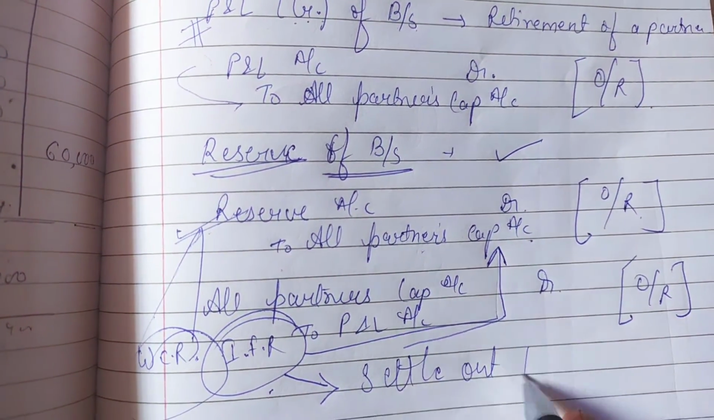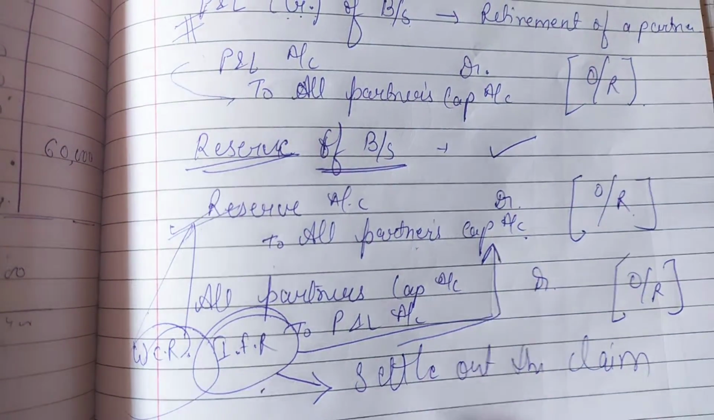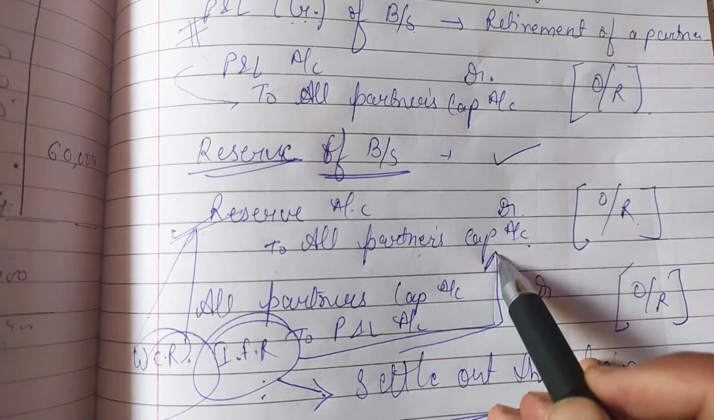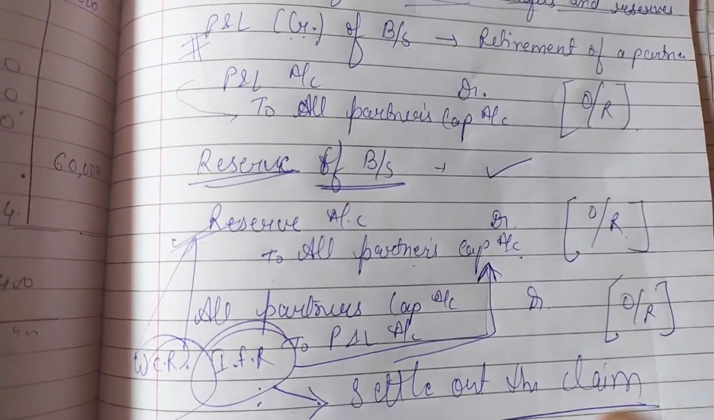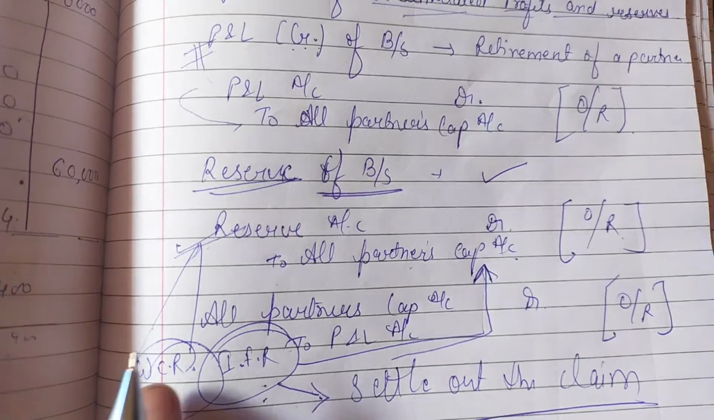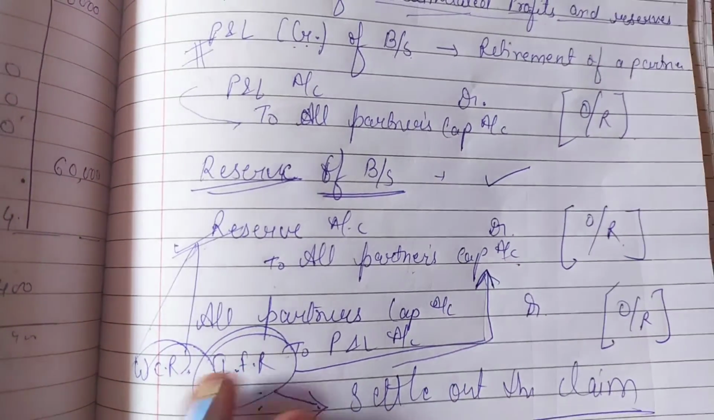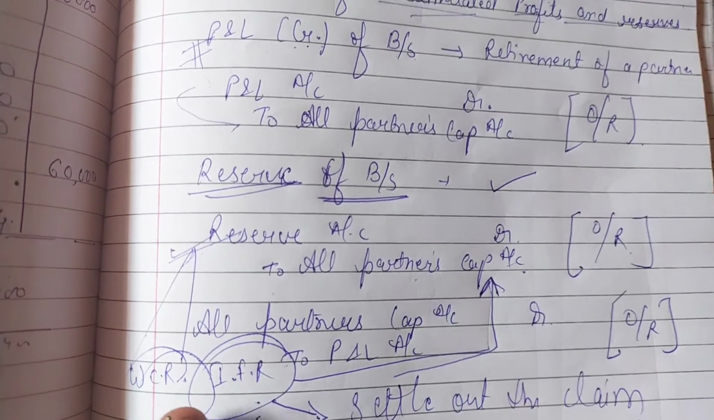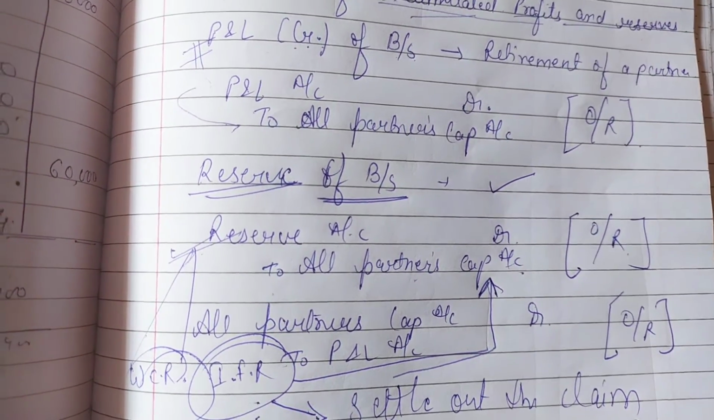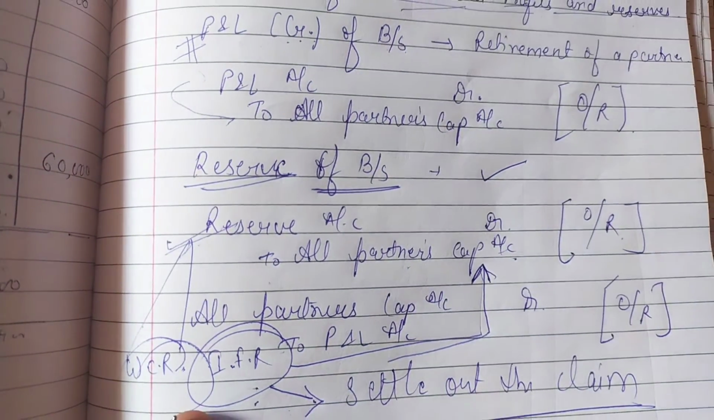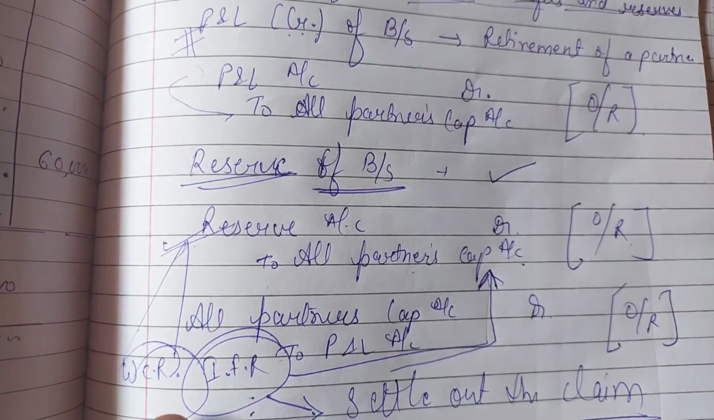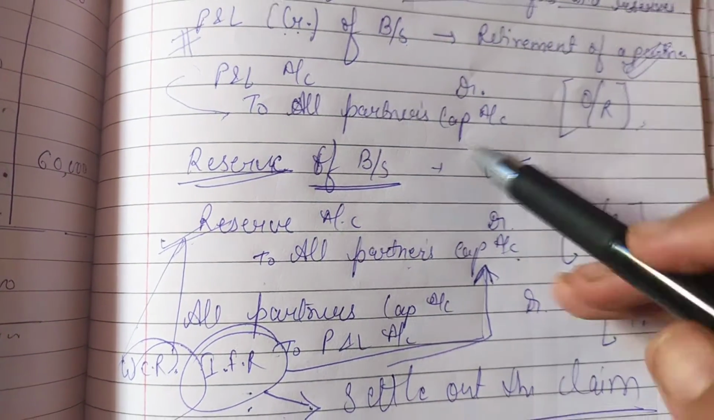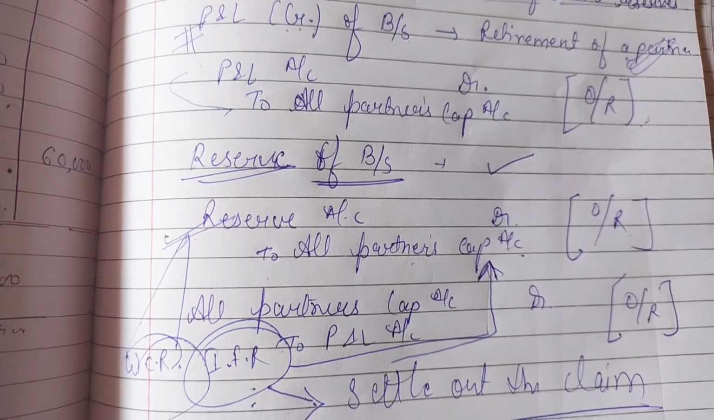First we will settle out the claim from this reserve, and after that we will transfer to the partners' capital account if any amount is remaining in the IFR or WCR. The adjustments of both these reserves you have already done at the time of admission of a partner. Okay, so these are the adjustments of reserves and P&L or profit which we will do at the time of retirement of a partner. It means when a partner retires, these adjustments are to be done.